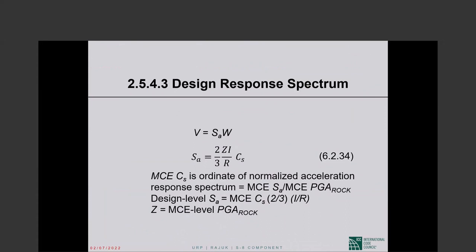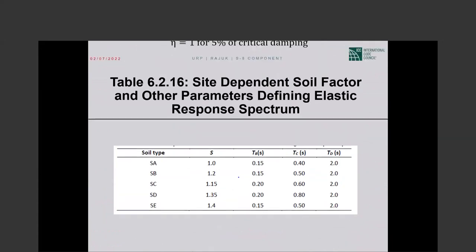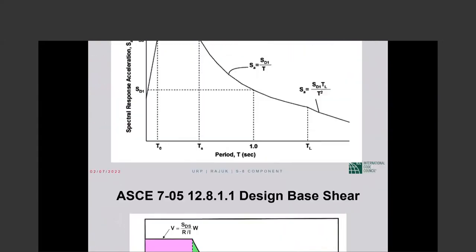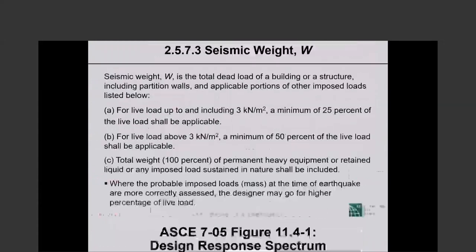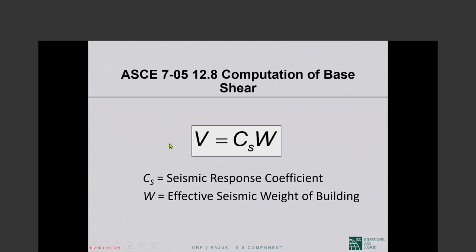At the beginning of the AC7 equation, it is worth going back. I started with V is C sub S W, where C sub S is the seismic response coefficient.